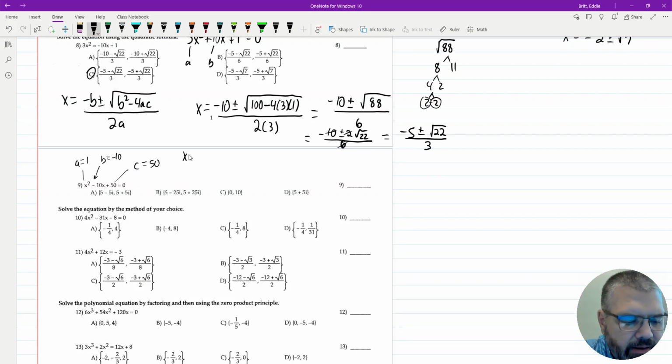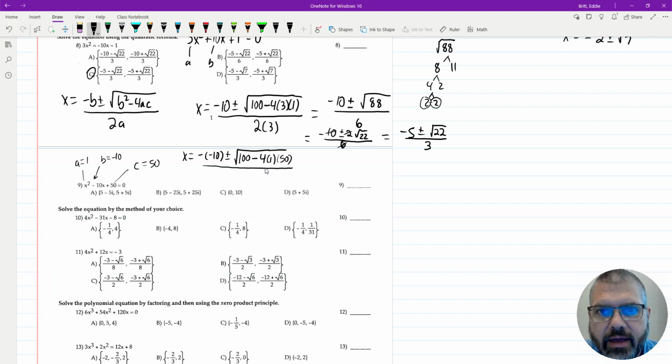Alright, so we have X equals negative B. Well, that's the negative of negative 10. So if you have the negative of negative 10, that's going to become positive. Then you have plus or minus the square root of B squared. Negative 10 times negative 10 is 100, minus 4 times A is 1, times C is 50. All over 2 times A. So 2 and then A again was 1.